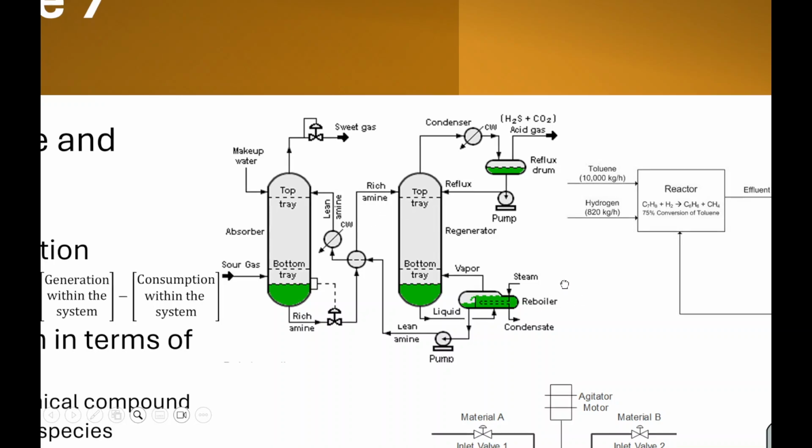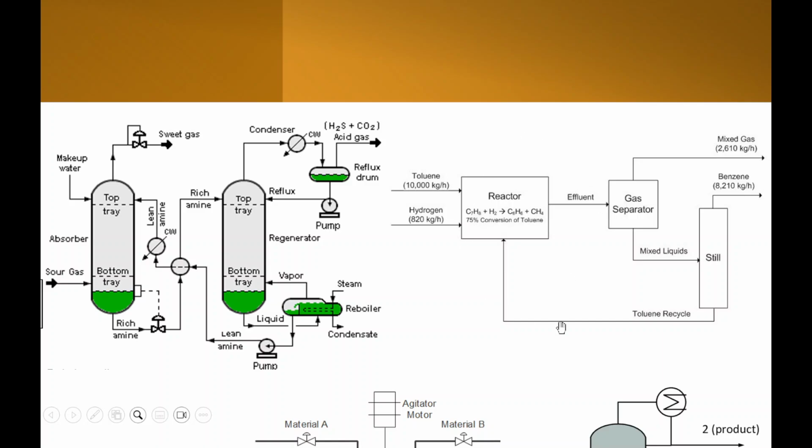Next, this is another process flow sheet. This is a reaction between hydrogen and toluene, which gives us benzene and methane. These are the effluents coming out of this reactor, and the gas separator is here so that we can get the pure benzene and the mixed gases. The unreacted reactants are then recycled back to the reactor through this still, sorry.